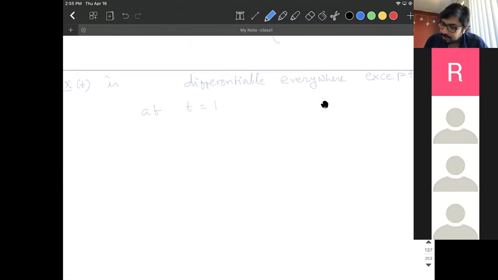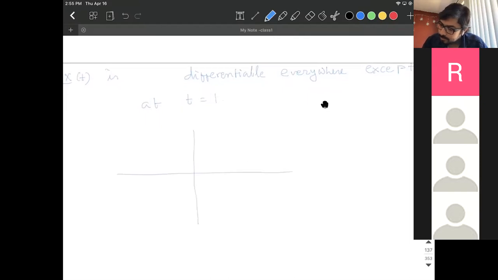So what is the picture of this particular path? You start from 0, then you reach this point, which is the point of non-differentiability. In the lecture notes, there is a printing mistake. I wrote point of discontinuity, but it's not that, it's the point of non-differentiability. So this is the point where x(t) is not differentiable.